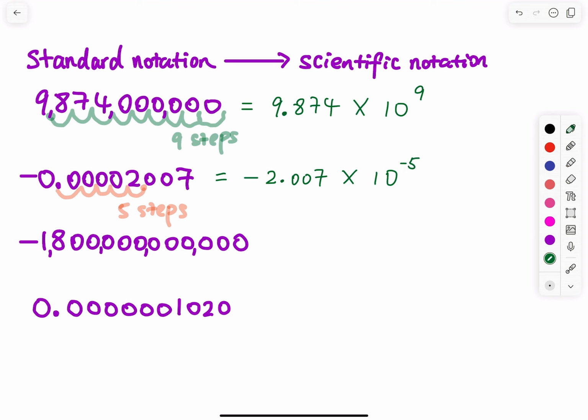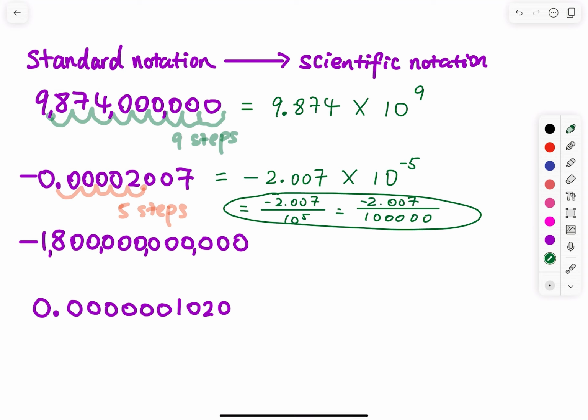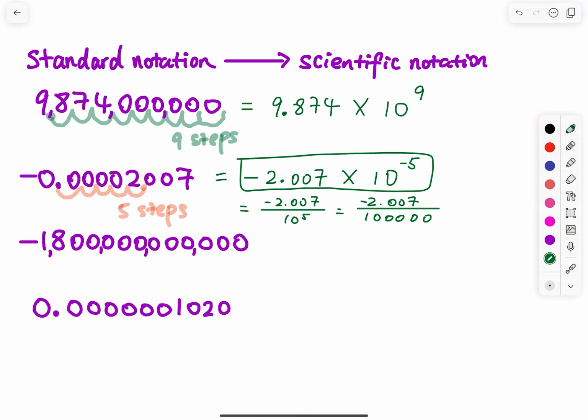That is the same thing as negative 2.007 times 10 to the negative 5, which is negative 2.007 divided by 1 followed by 5 zeros. That means you are moving the decimal 5 steps to the left. But of course, you do not write this on your paper at all. Whatever shows up right here, that is the answer.